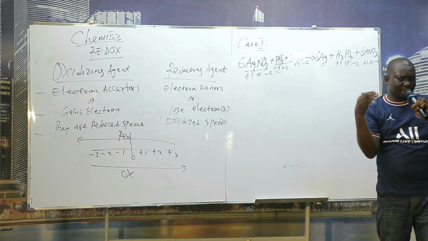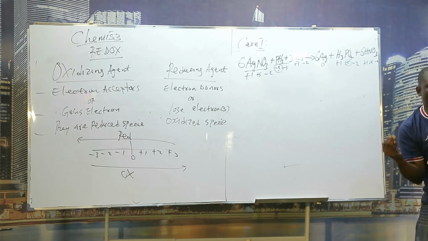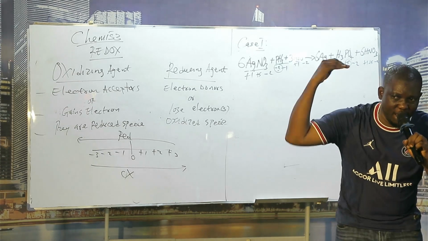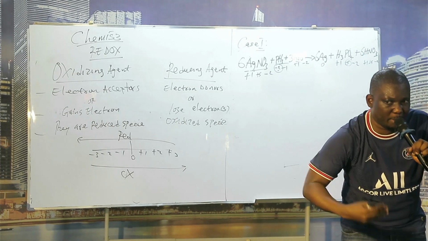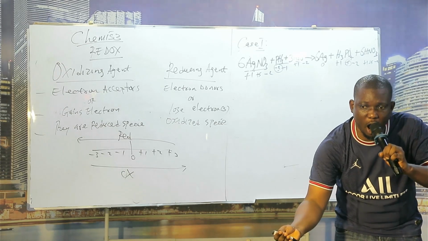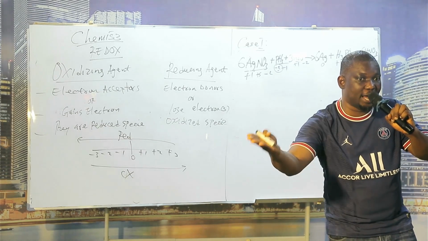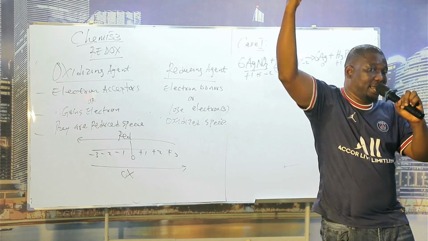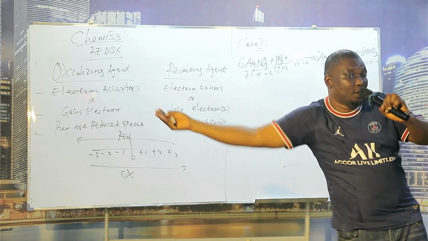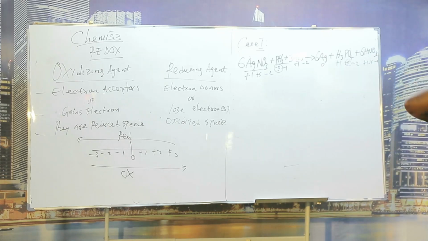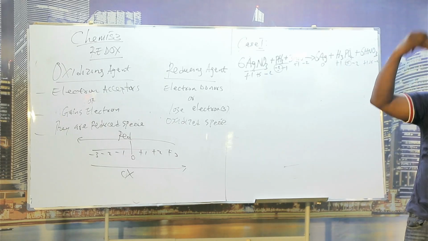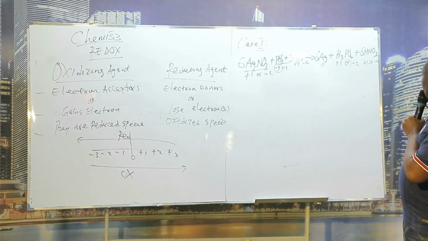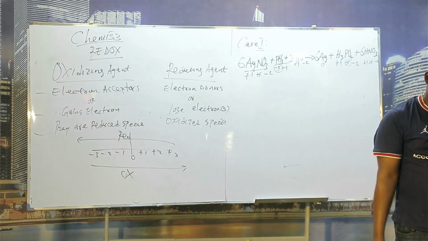Why is this one the reducing agent? The question says not only must you know that PH3 is the reducing agent, but what is the reason PH3 is a reducing agent? What will be my reason now? Because its oxidation state has changed from minus 3 in PH3 to plus 5 in H3PO4. Please write it like that.